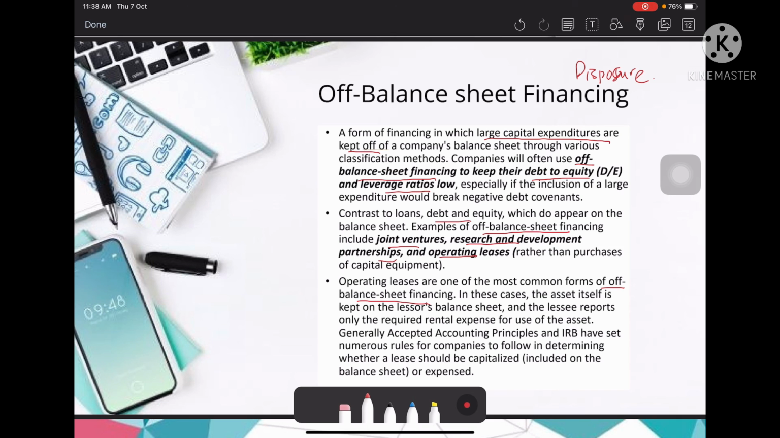In these cases, the asset itself is kept on the lessor's balance sheet, and the lessee reports only the required rental expense for the use of the asset. So this one is only for your additional information lah. We are not going to go through this one in depth. Alright, so I think that's all for this video on the statement of financial position, and in the next video we are going to cover the statement of financial performance.